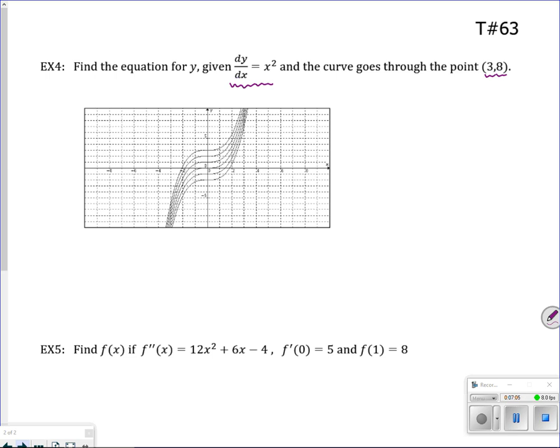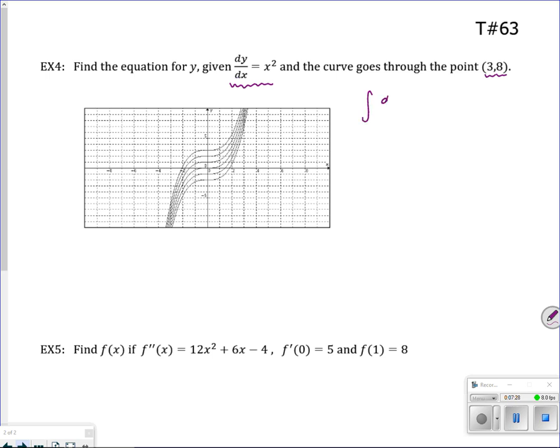So let's talk about how we're going to solve this differential equation. And it's a specific type called a separable one. And in our course, the only differential equations that we'll actually be solving will be separable ones. And that means what?